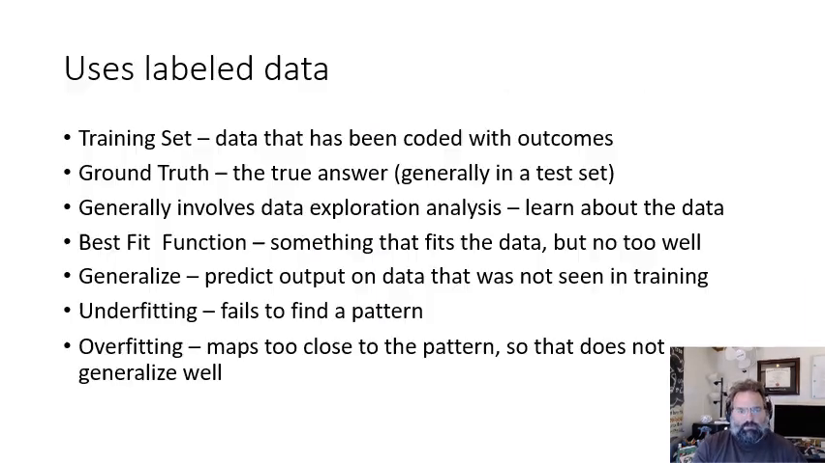Moving on to supervised learning in more detail, this uses a labeled data set. So you have this concept of a training data set, which is a data set that has been coded with outcomes. So you know some values and you know what the answer is. If it's an image data set, you know that it's a picture of a cat, you know that it's a picture of a dog. And your ground truth is the true answer. So it is essentially the label. And generally you'll use that term in the context of the test set.